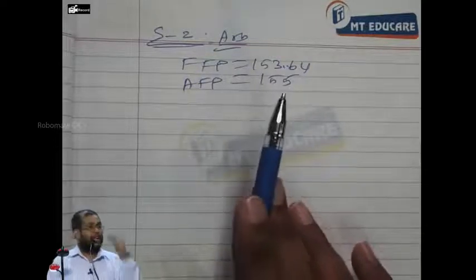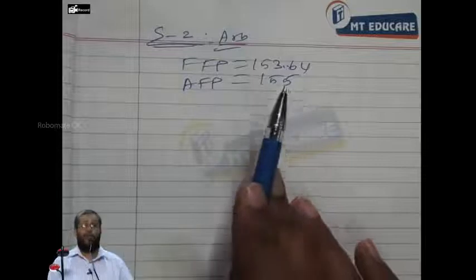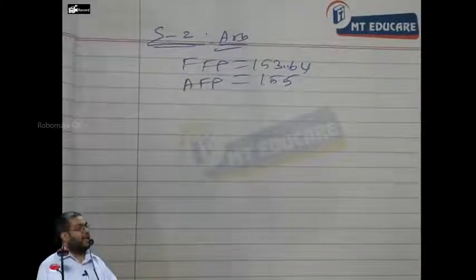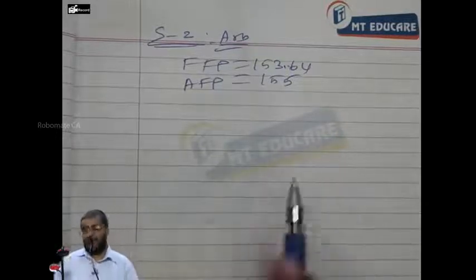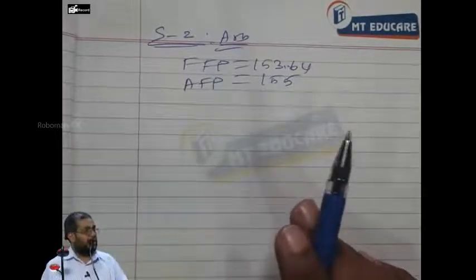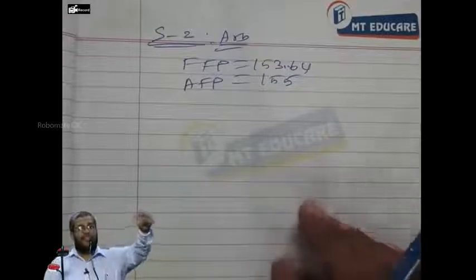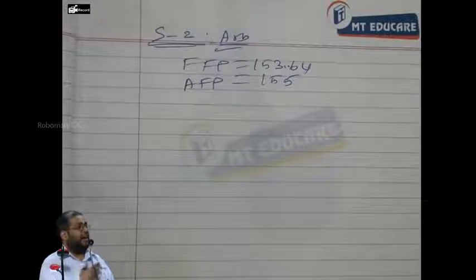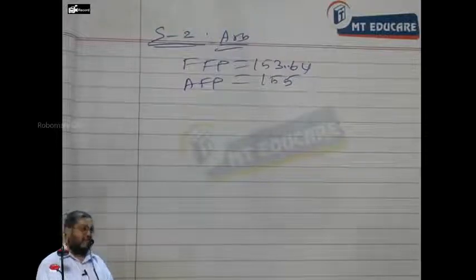155. My question is, is the futures contract overpriced or underpriced? Overpriced. If something is overpriced, do I buy it or sell it? Sell. So I will sell futures. What should I do in spot? Buy spot. Everybody, do you follow what I am saying? Simple arbitrage strategy.